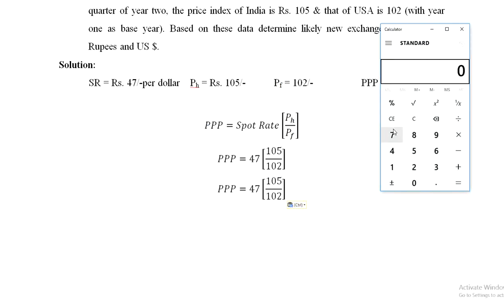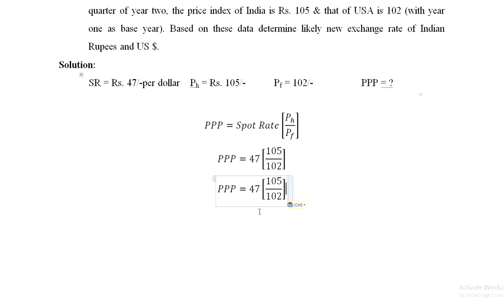So we have a calculator over here. It is 105 divided by 102. So you got 1.029. This will be replaced by 1.029.